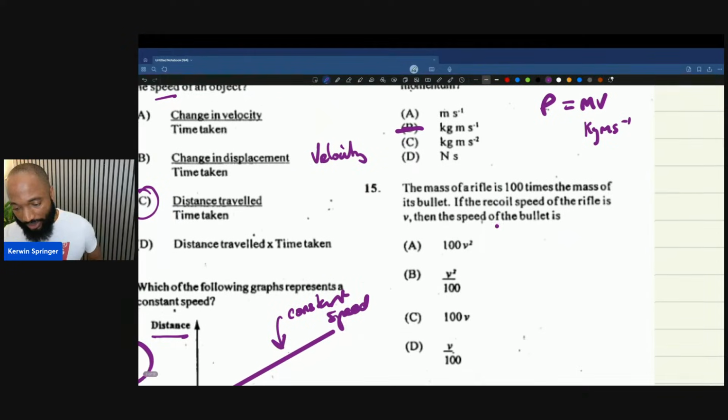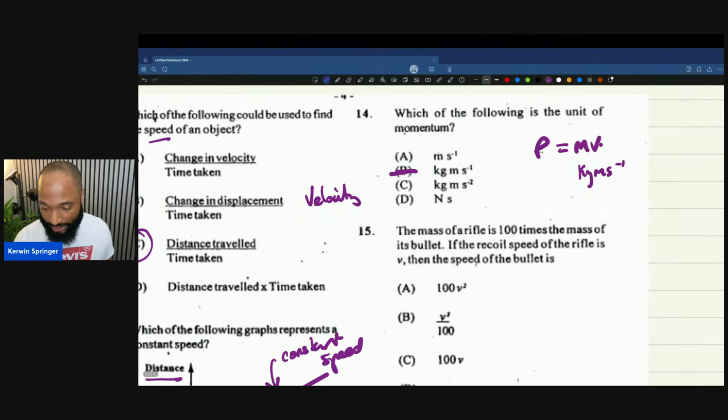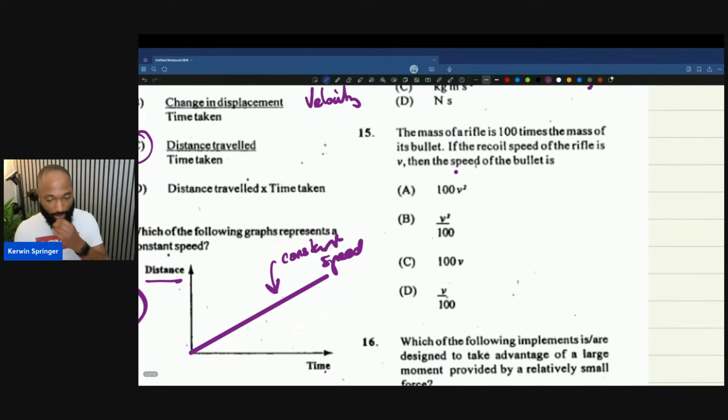Oh, by the way, these are the units, right? Kilograms, meters per second. That's the unit. The mass of a rifle is 100 times the mass of a bullet. If the recoil speed of the rifle is V, then the speed of the bullet will be what?